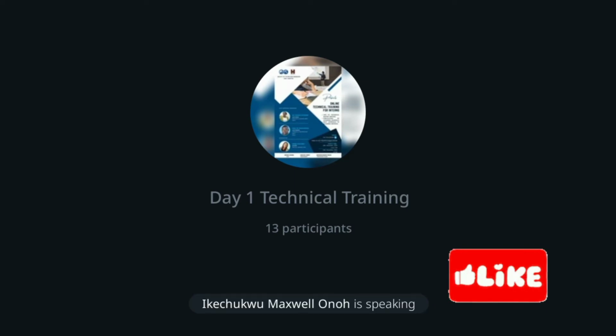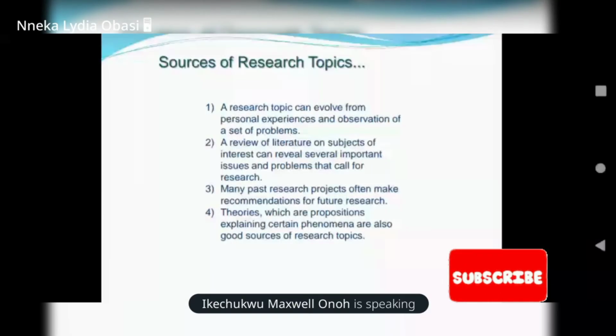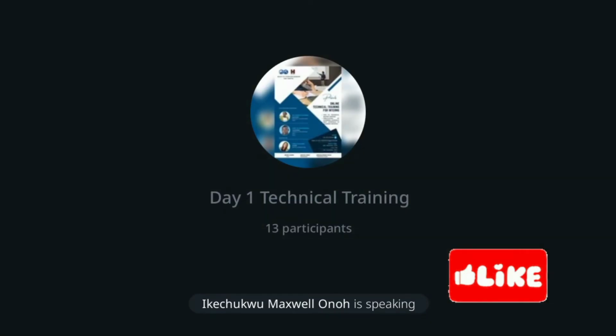And finally, theories, which are propositions explaining certain phenomena, are also good sources of research topics. So one can also generate a research topic from theories established by scientists and technologists, where there is a need for us to do further research to come up with a better solution, better findings. One can from there create a topic that can serve as a research topic.